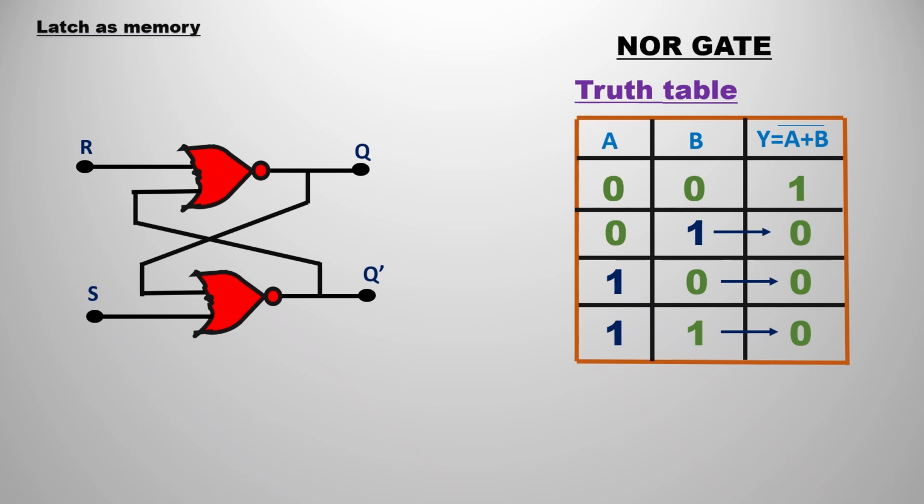If you see the truth table of the NOR gate, if at least one input is 1, then the whole output would be 0. This is a very important point in this truth table, so remember this very carefully.